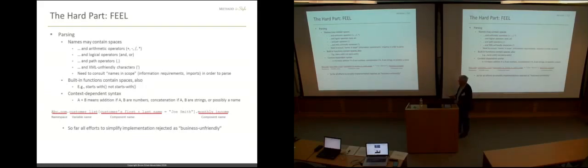So the FEEL implementer is expected to parse this. It means that for every character you look at, you've got to look at names in scope, the type definition of the names in scope. I would say it's not impossible, it's just massively annoying.